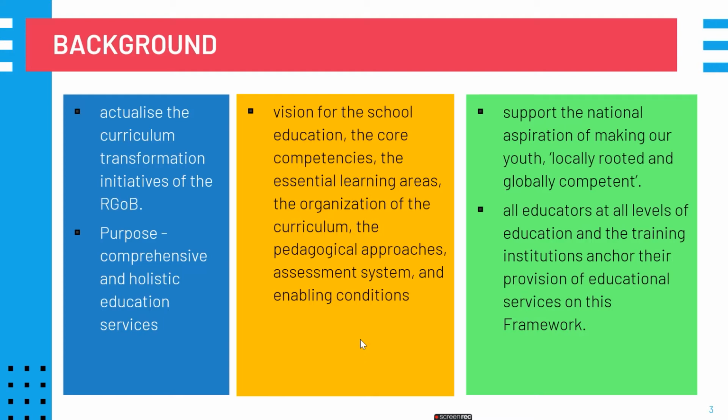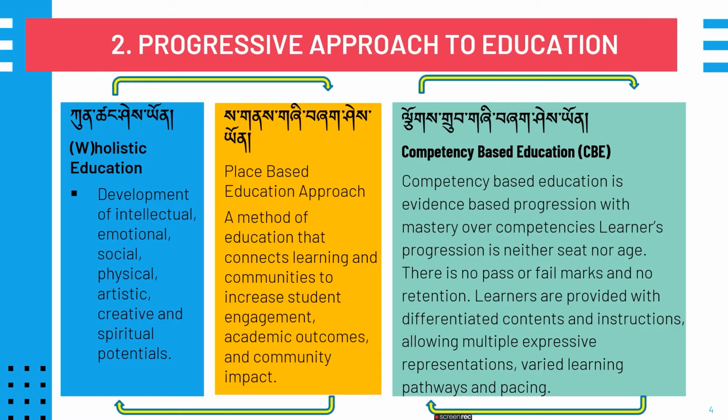This framework is expected to support the national aspiration of making our youth locally rooted and globally competent. Therefore, we want educators at all levels of education and the training institutions to anchor their provision of education services on this framework. The National School Curriculum Framework is guided by the principles of progressive education, which is focused on creating critical thinkers and inquirers who are active learners.